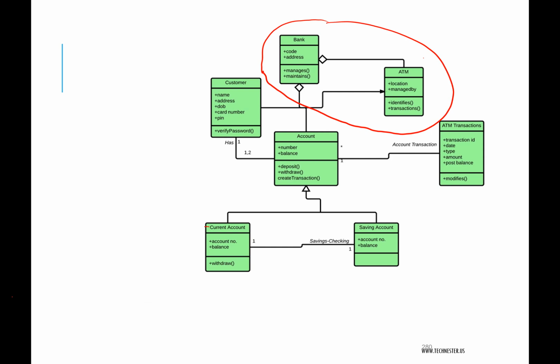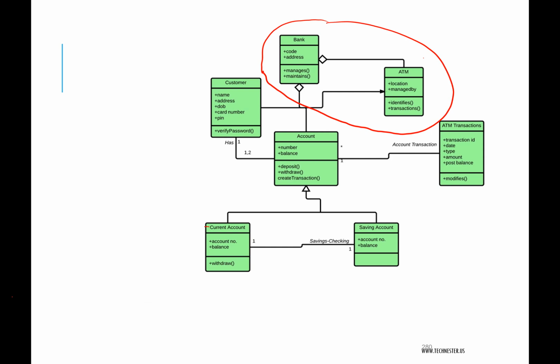So go ahead quickly. Okay, so the ATM is part of the bank, and the ATM can exist without the bank. The ATM can exist alone without being merged with the bank.